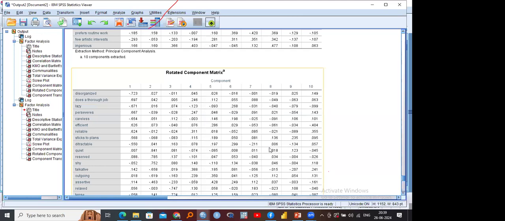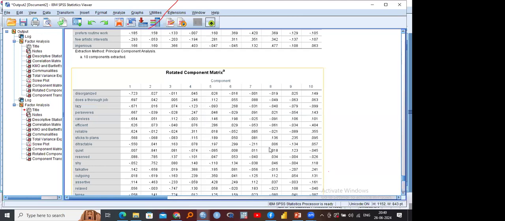Disorganized would not be related to shy. So shy, quiet, reserved, talkative, these things are one particular trait of a personality. Disorganized, lazy, careless, this is one particular trait of personality. This is what it means when we say underlying or hidden dimensions.